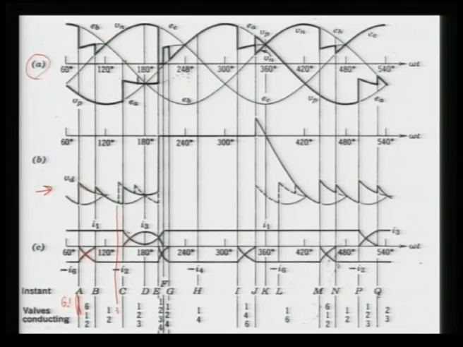You can see the current is going to increase in valve 3, and in valve 1 it is going to decrease, because this is I1 and this is I3. So we get the pulse here. Now it is going to be here.